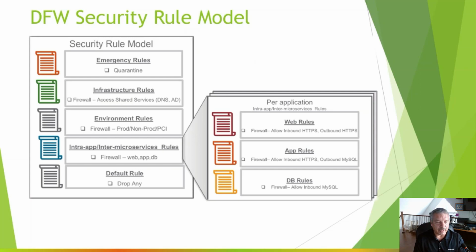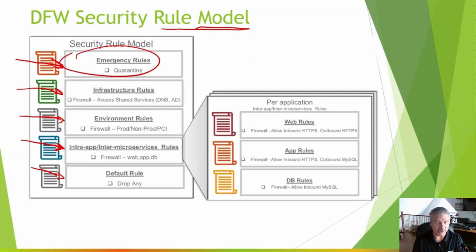Another thing you'll see is what they refer to as a security rule model. Here you'll see they've got emergency rules, infrastructure rules, environment, intra or app rules, and default rules. One of the things you'll see when I do the demo, and I'll bring this up any second now, is the distributed firewall has categories, and we could populate our groups in these different categories.